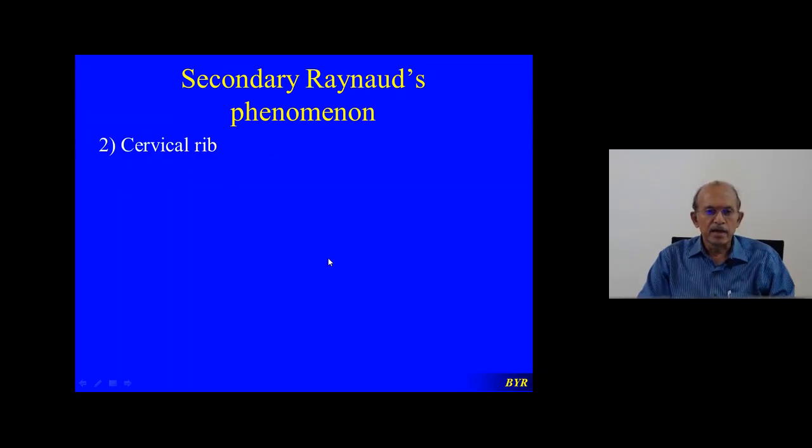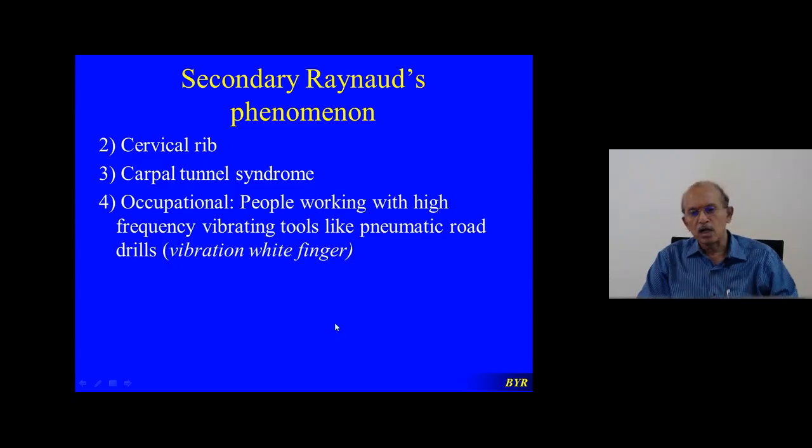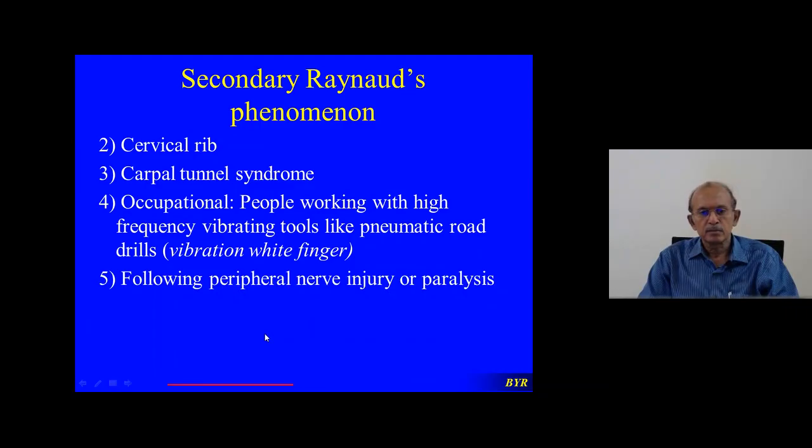Then the second cause is cervical rib. Third, occupational causes: people working with high frequency vibrating tools like pneumatic road drills get this Raynaud's phenomena, and there it is called the vibration white finger. Sometimes it can be associated with peripheral nerve injuries or paralysis.